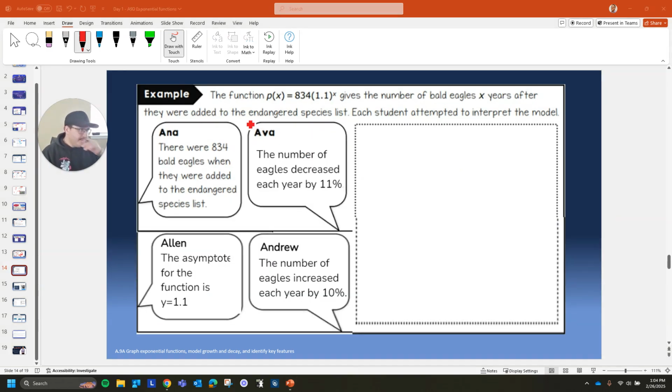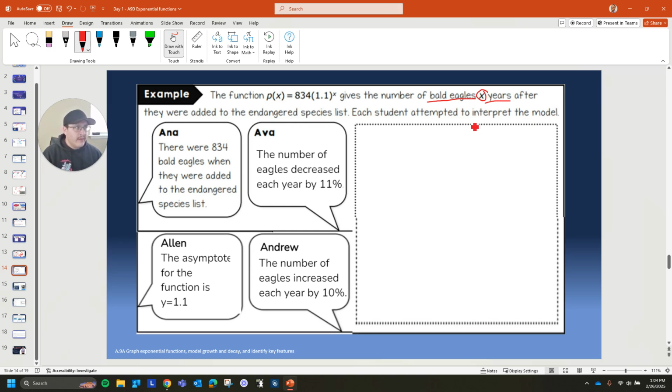Okay, so we have a function right here. The function P of X, the P doesn't matter in this case. It's the same thing as Y equals. P of x, f of x, h of x, whatever. P of x equals 834 parentheses 1.1 close parentheses to the x gives the number of bald eagles x years after they were added to the endangered species list.